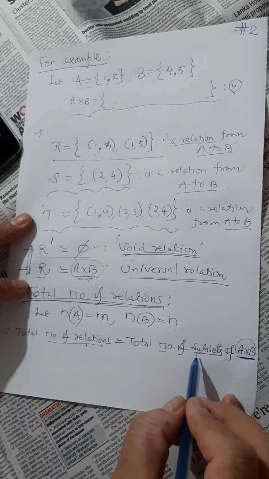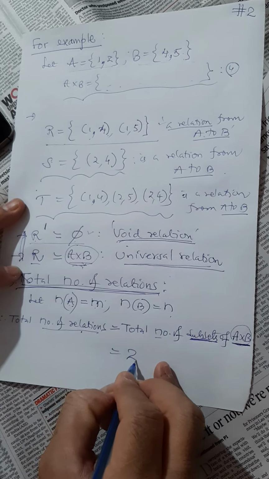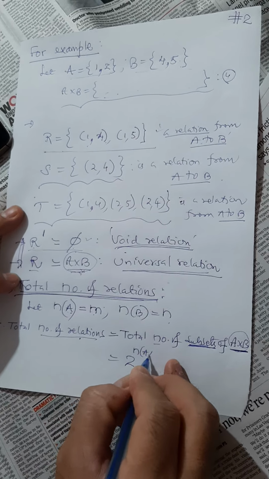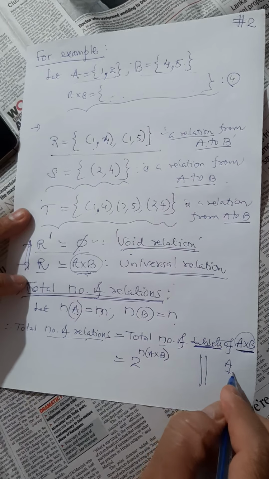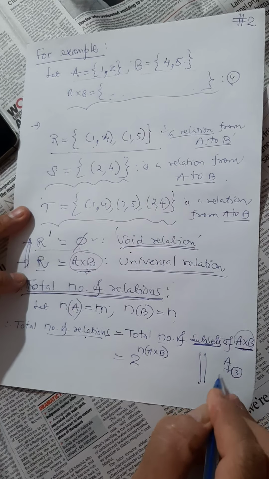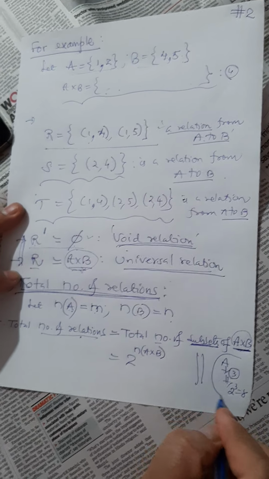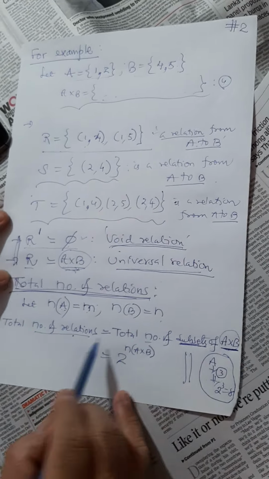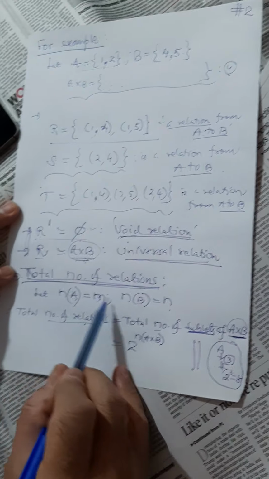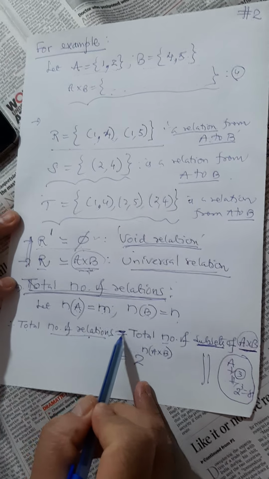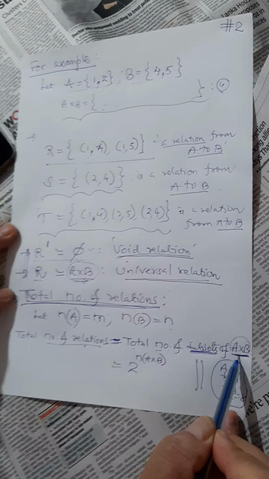Now you recall from sets, how do you find the total number of subsets of any set? That is 2 raised to the number of elements in that set, that is A cross B. This is from sets. If set A has for example 3 members, then the total number of subsets, if you remember, is 2 raised to 3, which is 8. You know this much from sets. So same thing, I repeat: the number of relations from A to B is as good as the total number of subsets of A cross B.